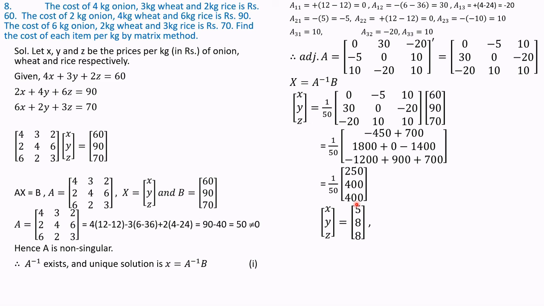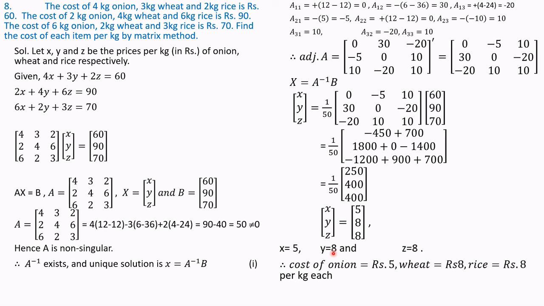We get x, y, z on the left hand side equals 250 by 50 is 5, 400 by 50 is 8, 400 by 50 is 8. Therefore, x is equal to 5, y is 8 and z is 8. That is the answer. The cost of onion is rupees 5 per kg, the cost of wheat is rupees 8 per kg, and the cost of rice is rupees 8 per kg.